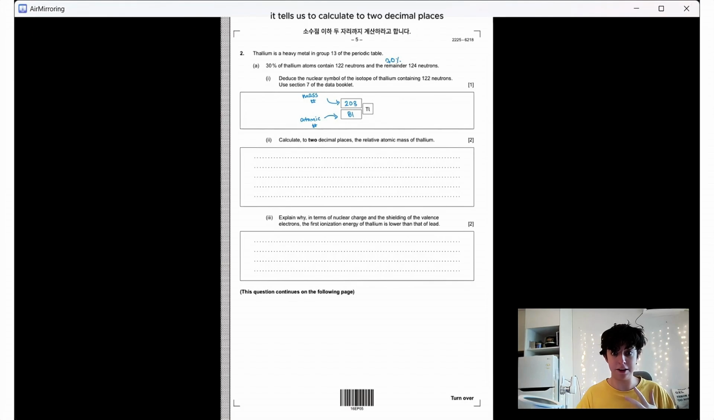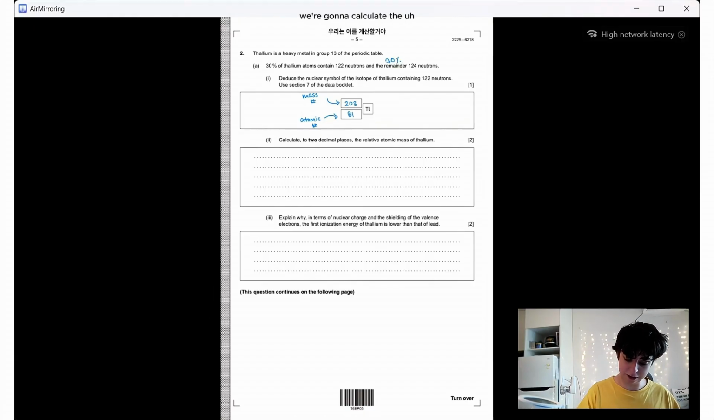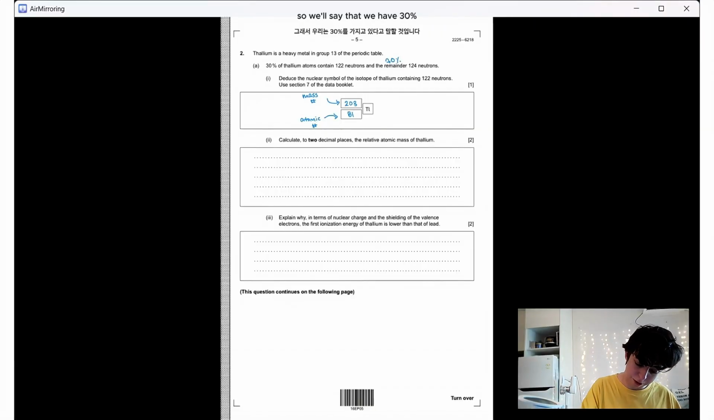For part 2, it tells us to calculate to 2 decimal places the relative atomic mass of thallium. It should be noted, once again, that since this is a calculate question, it's purposefully not going to be the same as the one in your periodic table. It's going to be slightly off. So we have our 30% of 122 and 70% of 124. For both of these we need the mass number, and we already did 203 for 122, so we'll say that we have 30%.